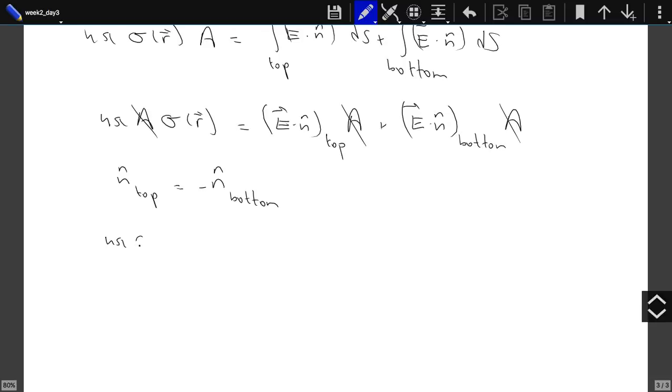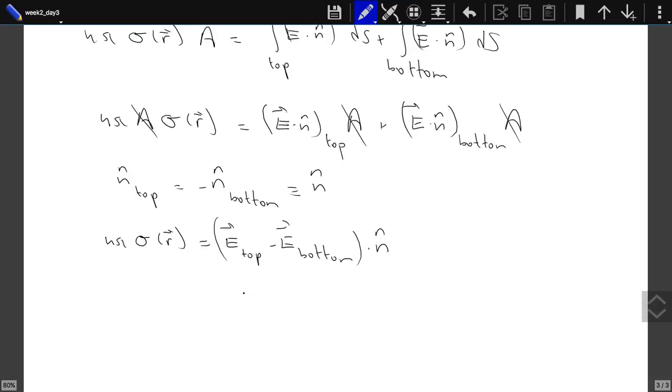So 4 pi times sigma r is equal to E at the top minus E at the bottom dot n. Let me just call this n, the normal vector at the top, a unit vector. When we take a vector and take its scalar product with a unit vector, what we obtain is just the component of that vector in that direction. So this basically tells me that the electric field across this surface is not continuous. There's a discontinuity given by the surface charge density, that is the charge per unit area.